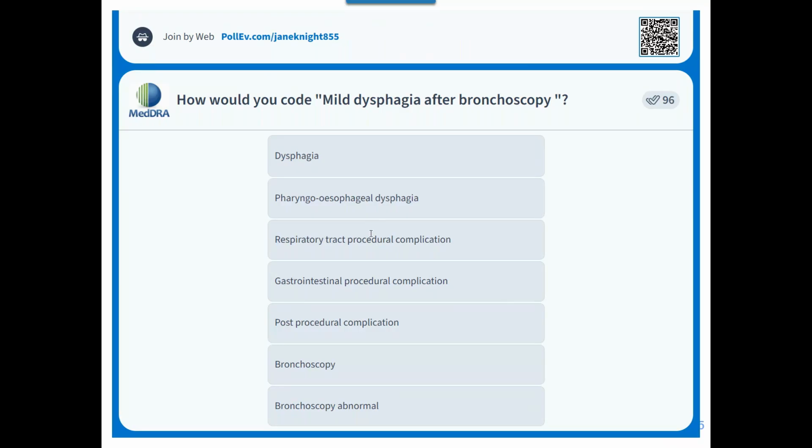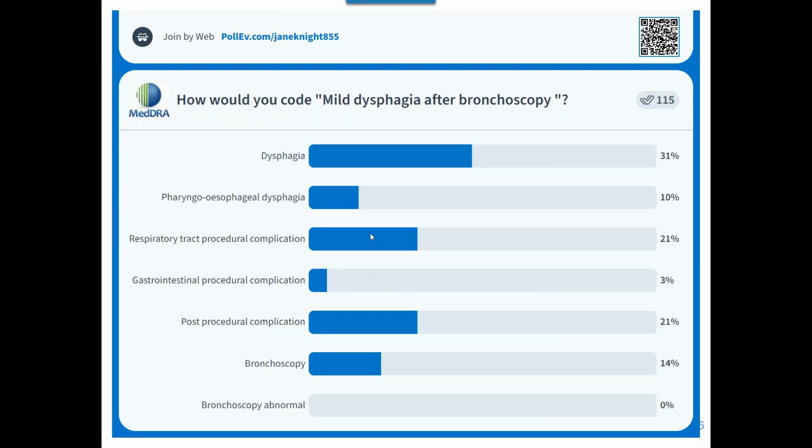So I've given you a selection here. I've given you dysphagia, pharyngoesophageal, which is the site, a bit more specific, dysphagia, respiratory tract procedural complication, gastrointestinal procedural complication, post-procedural complication, bronchoscopy, or bronchoscopy abnormal. Well, we don't know anything about the result of the bronchoscopy, so hopefully you won't necessarily choose that one. Let's see then.